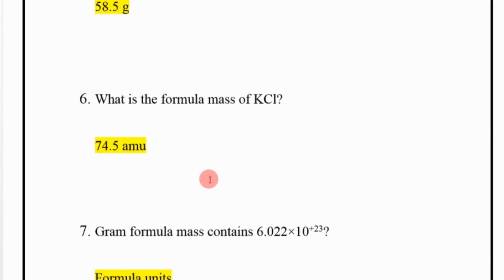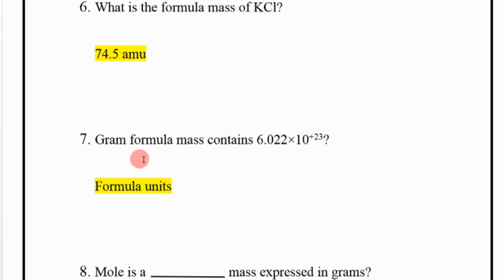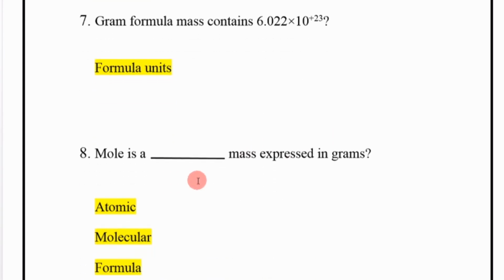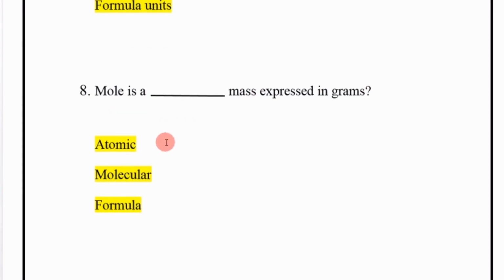Next, gram formula mass contains 6.022 × 10^23 formula units. Next, mole is a dash mass expressed in grams: atomic mass expressed in gram, molecular mass expressed in gram, or formula mass expressed in grams.